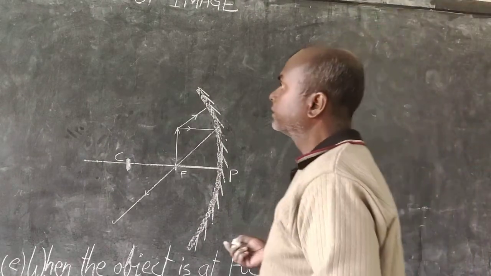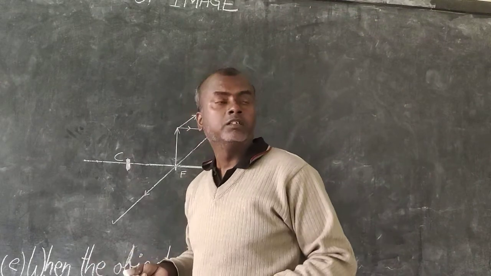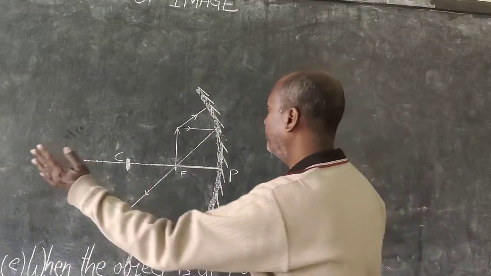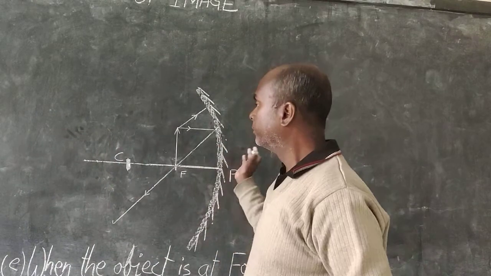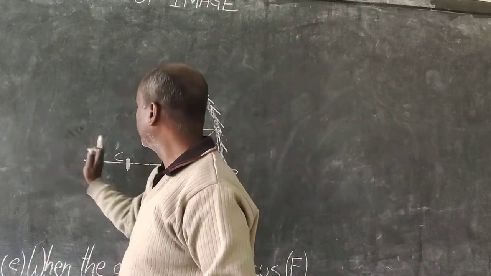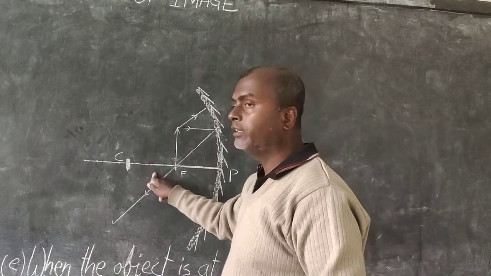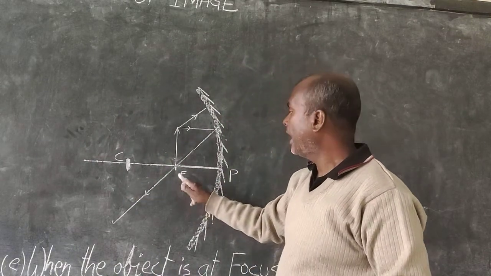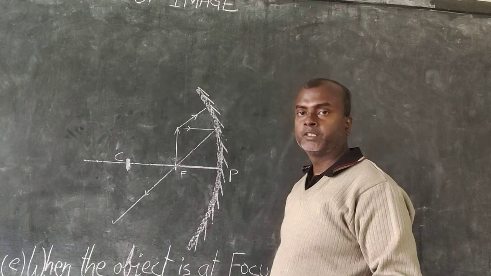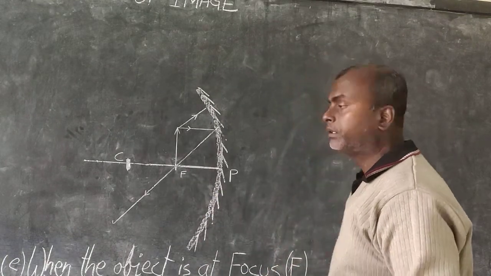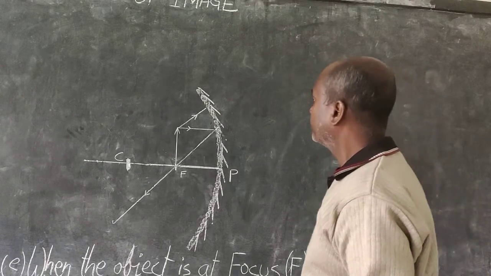The last case for concave mirror is when the object is at focus. Now we have brought the object even more closer. Before it was at infinity, then beyond C, then at C, then between C and F. Now it is at focus. Okay, when it is at focus, what happens? What kind of image you will get? So again, let us do the same thing.